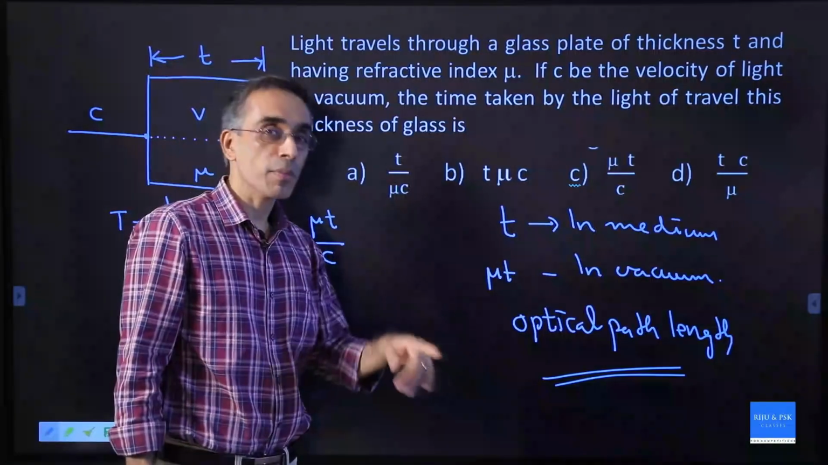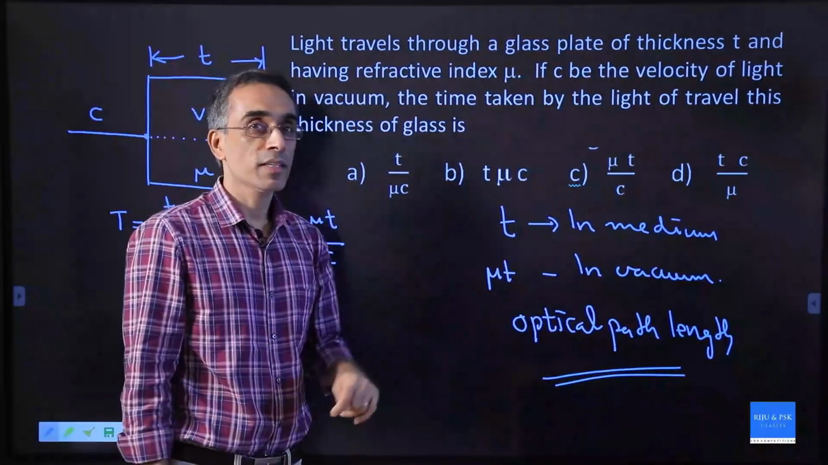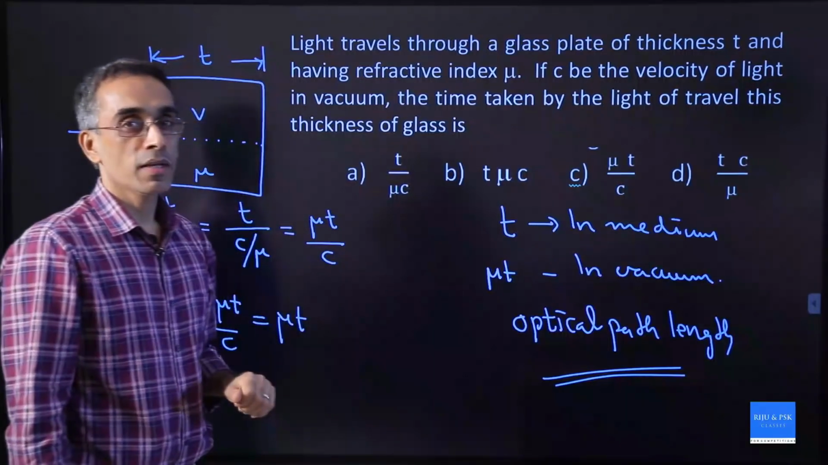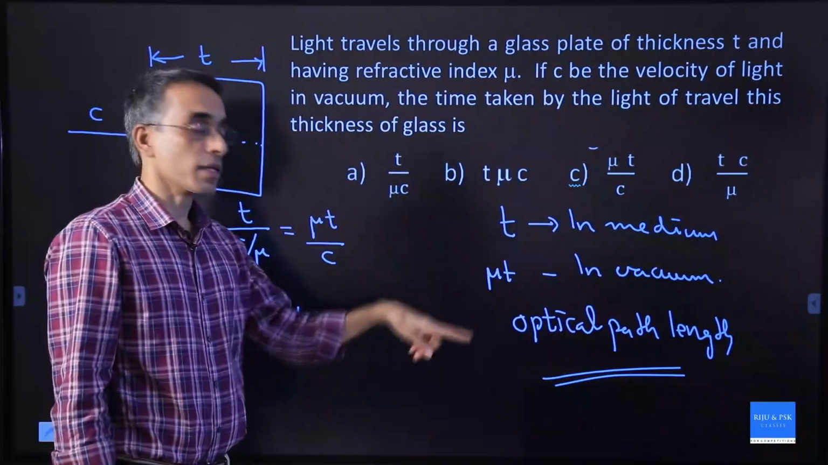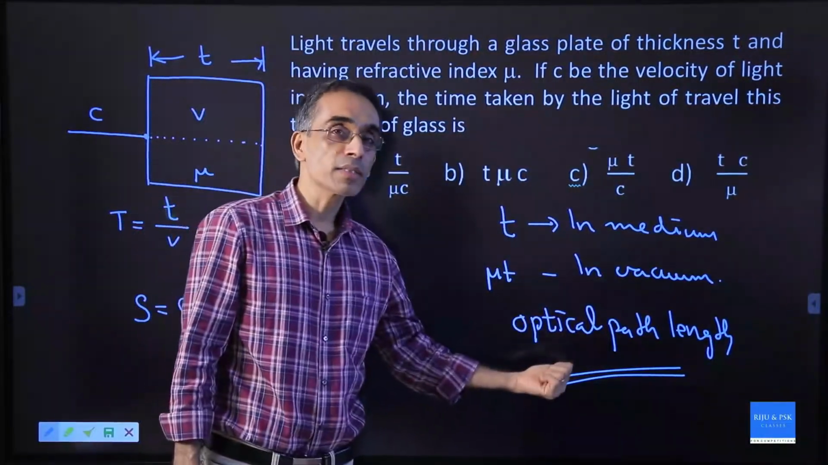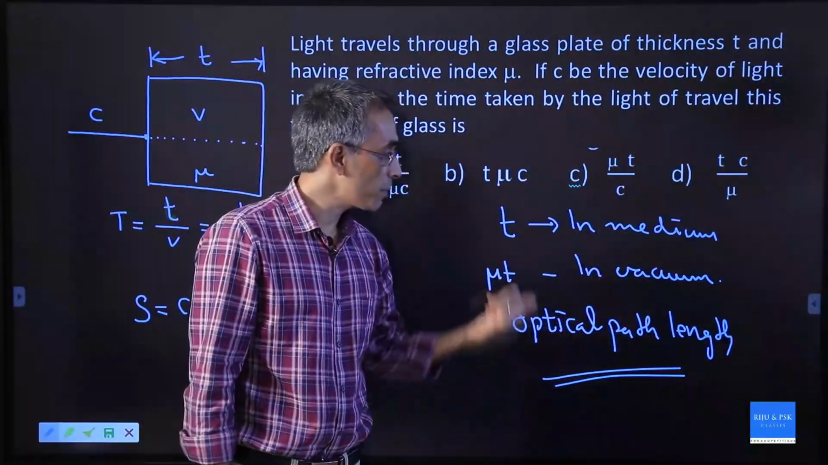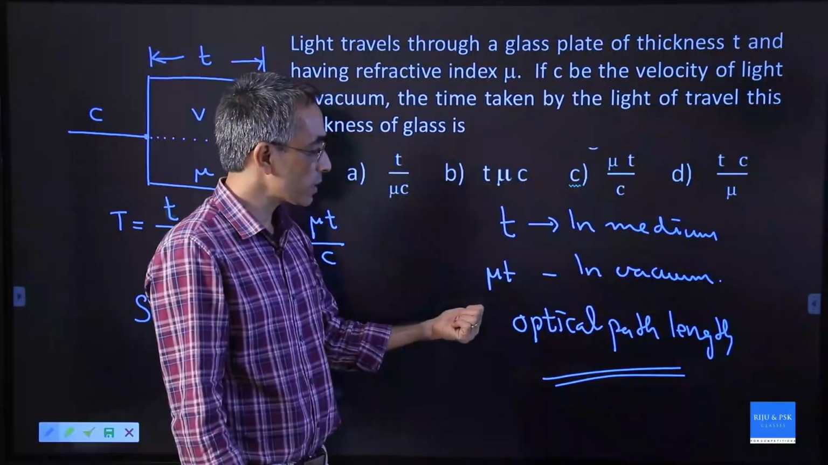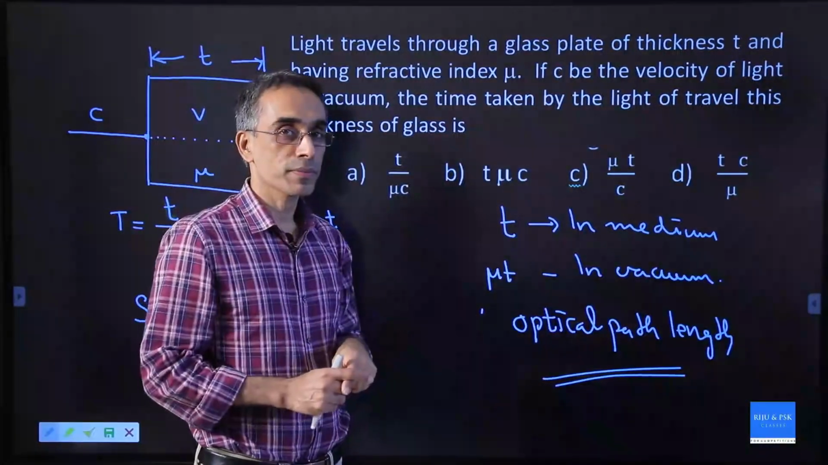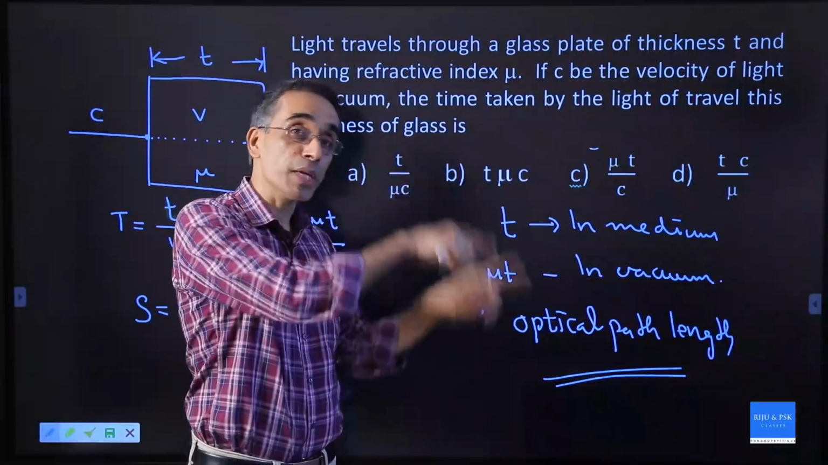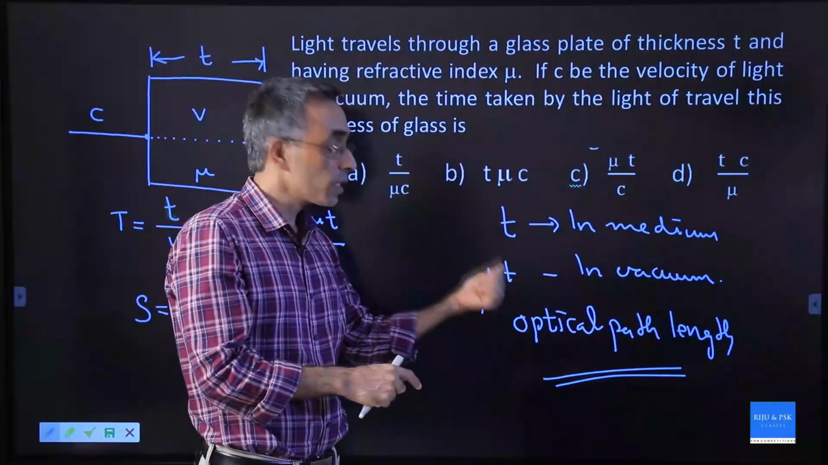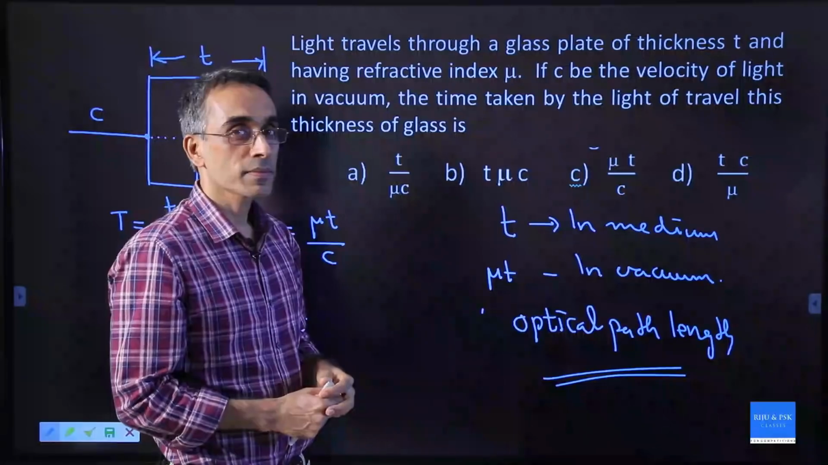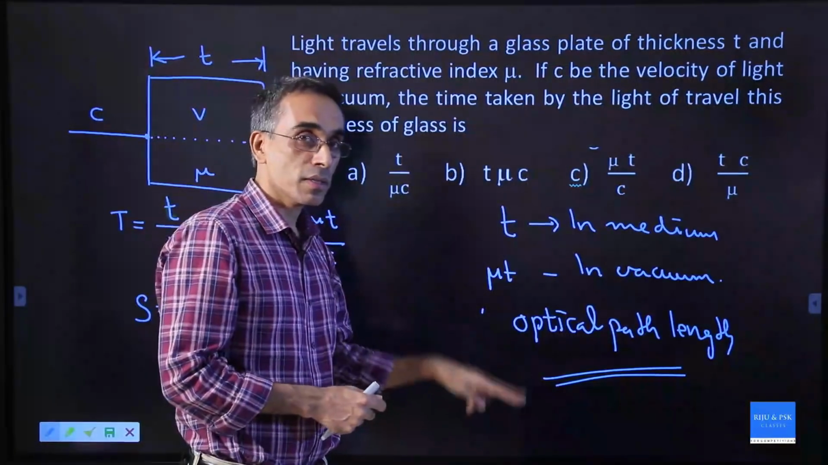This concept came in 2019 JEE. That is why I brought this question. Read about optical path length. It is the equivalent distance travelled in vacuum in the time the light travels in a given medium. It is always given by refractive index into distance in the medium. We will apply this in another question.